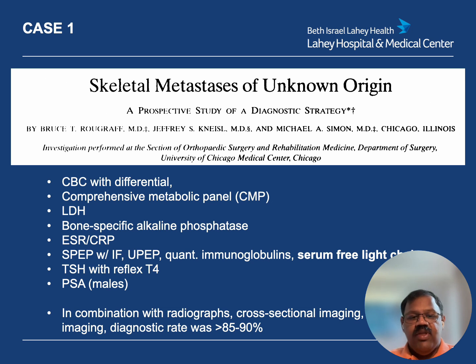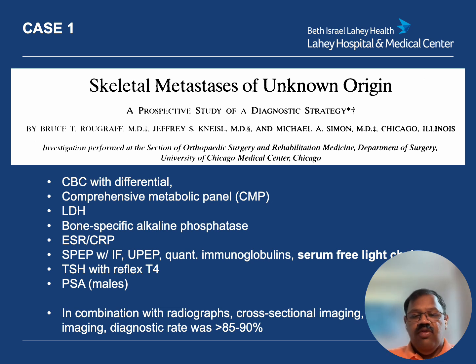And so the most common labs that we obtain are a CBC with differential, a comprehensive metabolic panel, which essentially includes a standard chemistry and electrolyte panel with addition of liver function tests. We also check the LDH level. We check the bone-specific alkaline phosphatase level. We check the ESR and CRP, which are inflammatory markers and non-specific, but can help distinguish between a process like, say, osteomyelitis and potentially a malignancy. We also check serum protein electrophoresis with immunofixation, urine protein electrophoresis, as well as quantitative immunoglobulins and a serum free light chain assay.